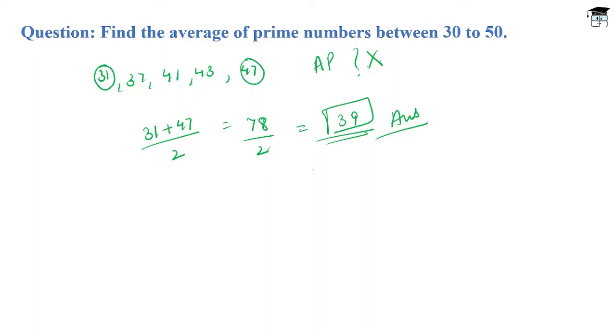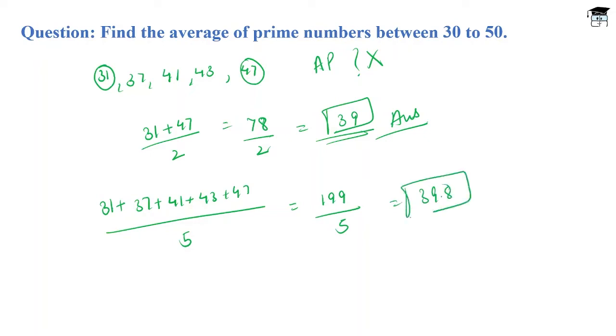This is very simple, right? Now, else what would you have done? You would have done 31 plus 37 plus 41 plus 43 plus 47 whole divided by 5. The digits are 5. So the total will come to around 199 divided by 5, which is equal to 39.8. Now, you will say that the answers are different here, 39.8 and 39.